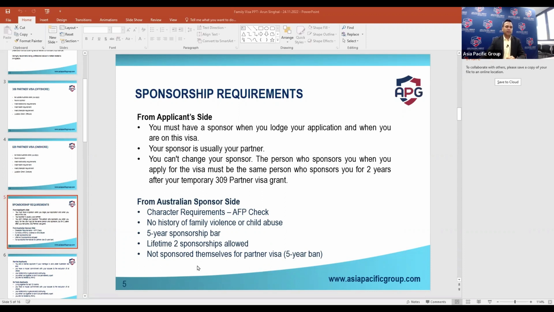The other thing to keep in mind is if a person has got a partner visa themselves by getting sponsorship from another person, and the relationship broke down and they already got the permanent visa, and now they want to sponsor another partner, they cannot do that for 5 years.